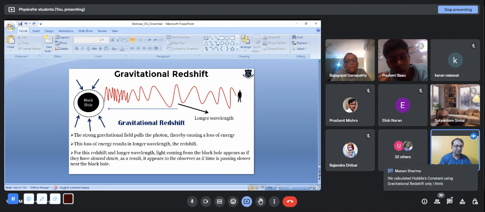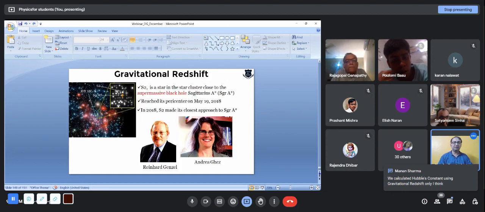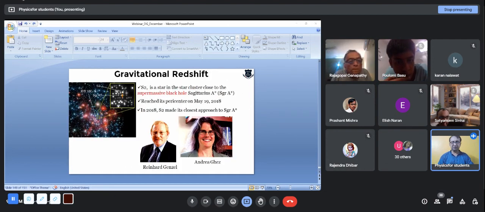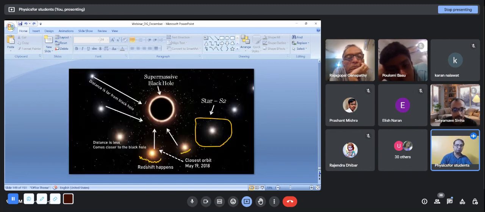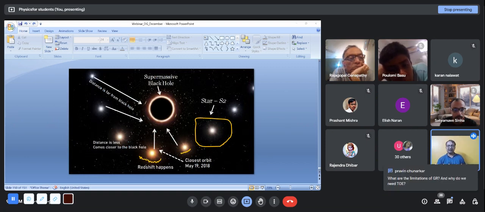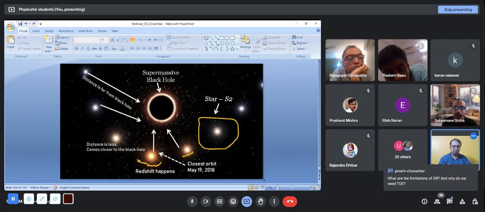So from here we move to the final part, which is this one. This is the research which was being done. As you can see, I will just show you that Reinhard Genzel and Andrea Ghez first, using the gravitational redshift, calculated that yes, there is a black hole. And how did they do it? This is the most important thing. Pay attention to this figure and see what is happening.